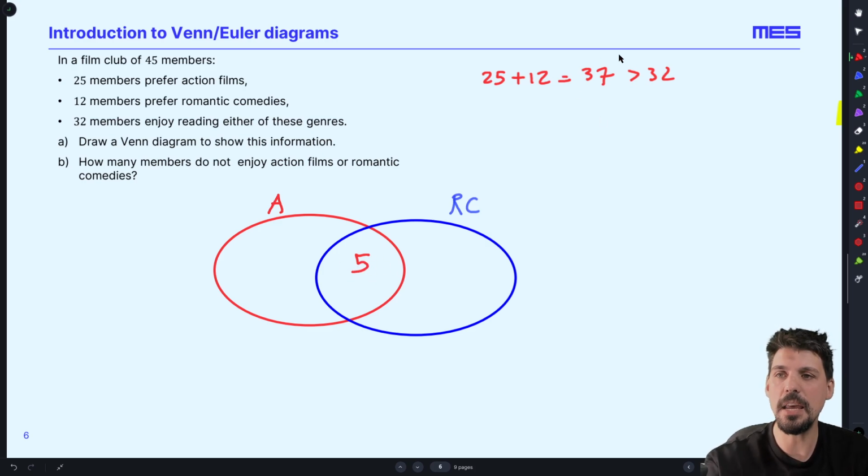That overcount here, which makes this number too big, is because of this middle bit being counted twice. So how much am I over by? By 5. And we're sorted. Right, now we can fill it in.